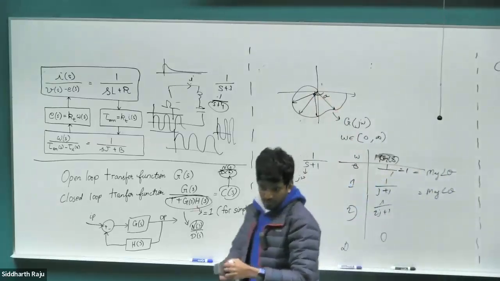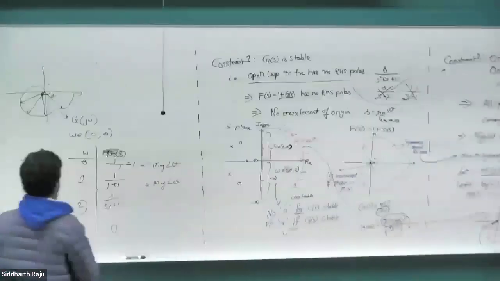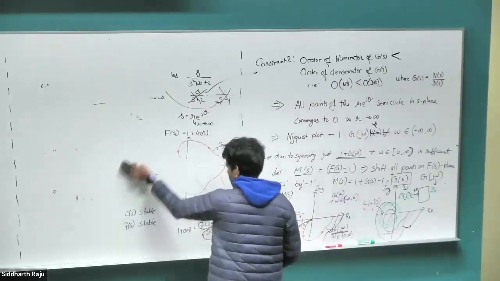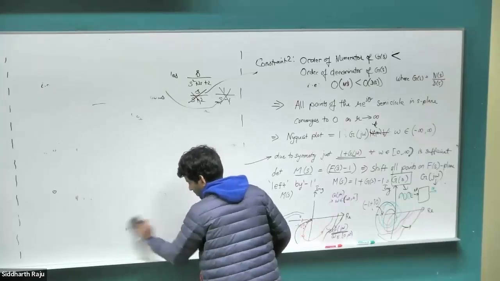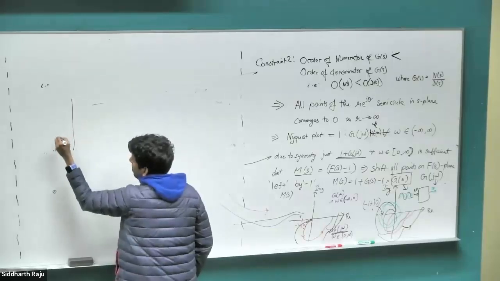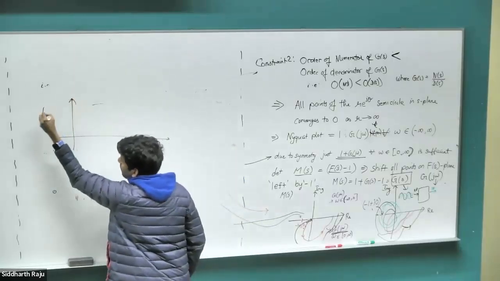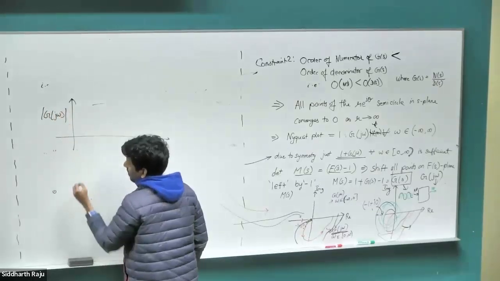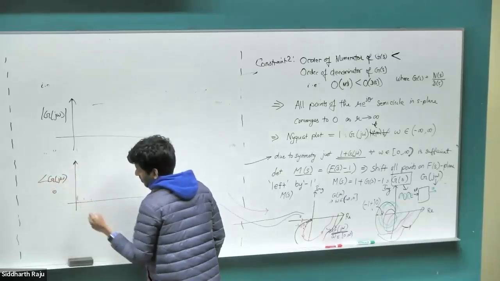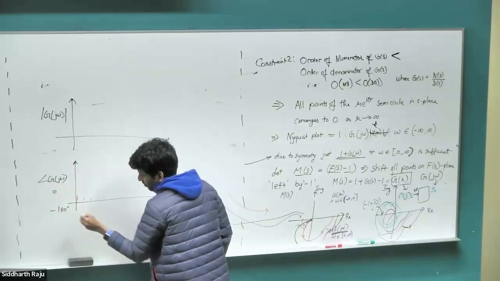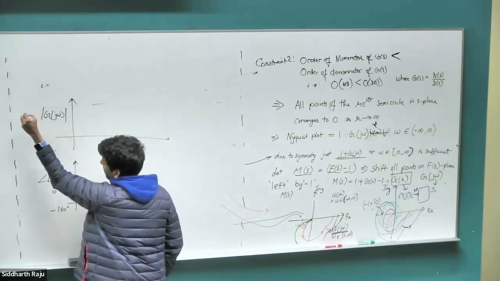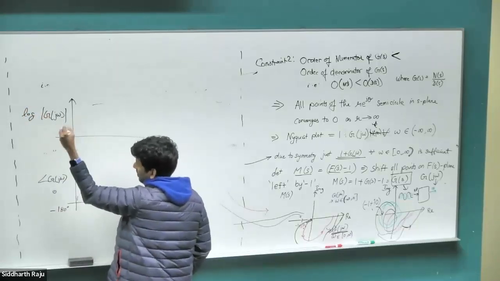What do we do when we do a Bode plot? We do the exact same thing. So how do we get a Bode plot? We have some magnitude of G of j omega, and then we have some angle of G of j omega. Typically, this would be a negative 180-degree axis. And then we would like to plot this in log as well. Sometimes 20 log.